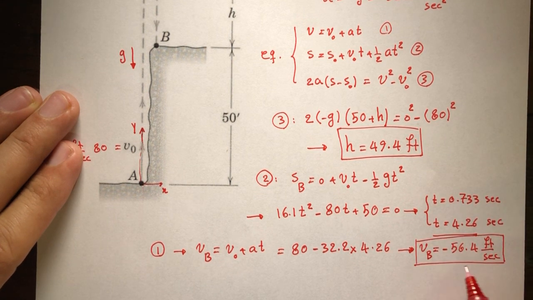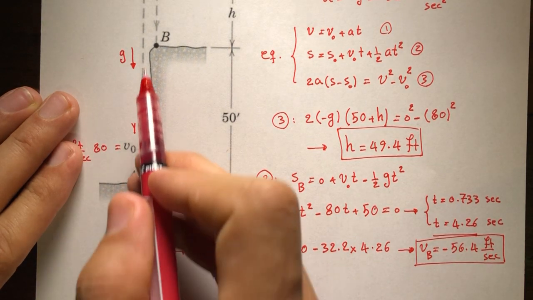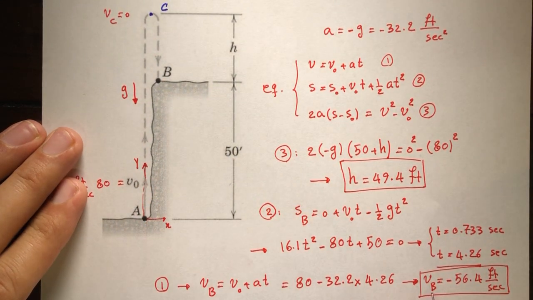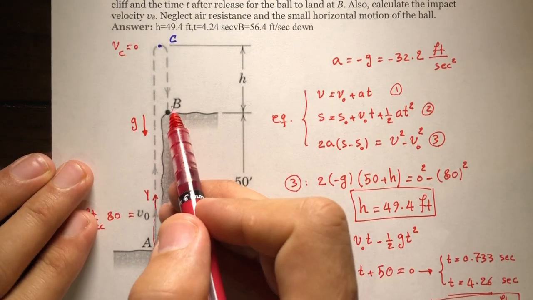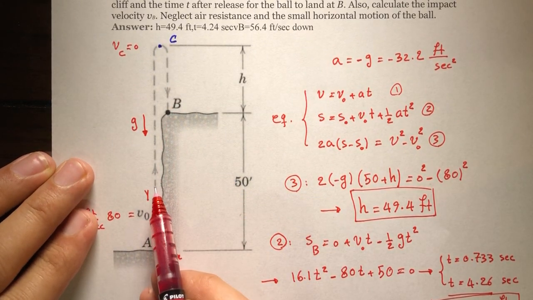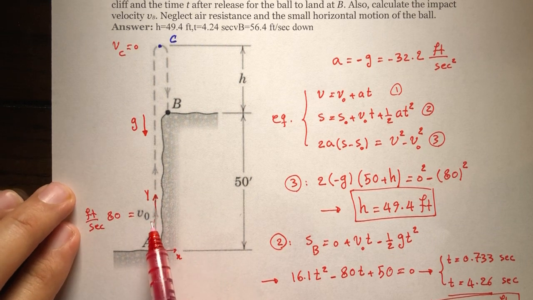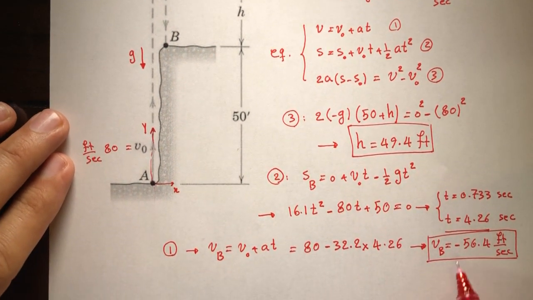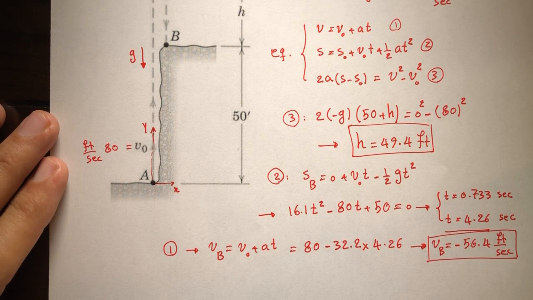And why is this negative? Because in our coordinate, that's going to be a negative number, right? Because the velocity of B is downward, and the positive direction of the coordinate is upward. That's the reason we found a negative number for velocity of B.